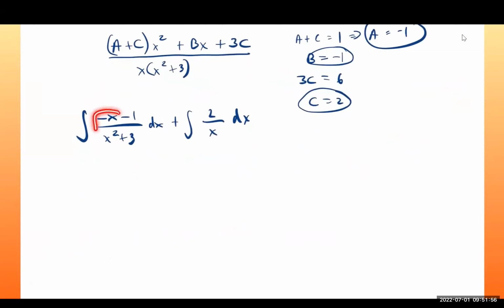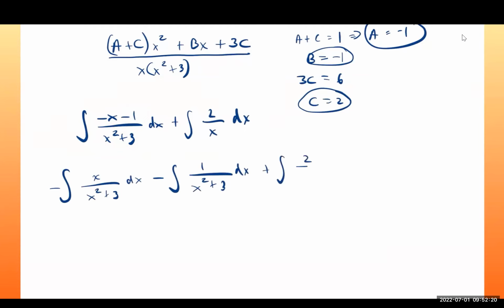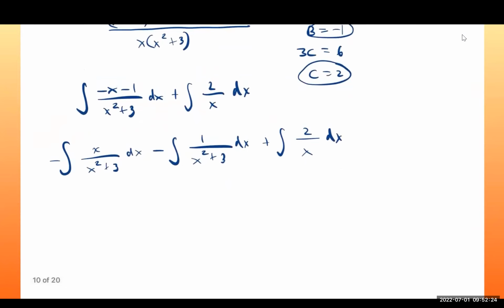All right, this one here, we're going to have to split this up into two separate fractions, this minus this. So let's rewrite that as -x over x squared plus 3 dx minus 1 over x squared plus 3 dx. And then the last fraction is just 2 over x dx.